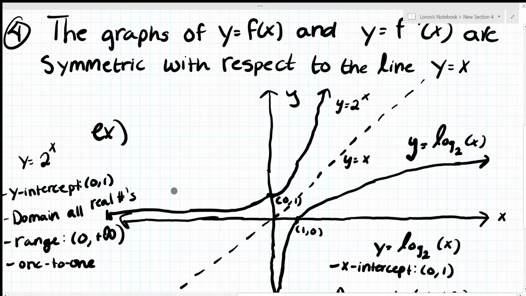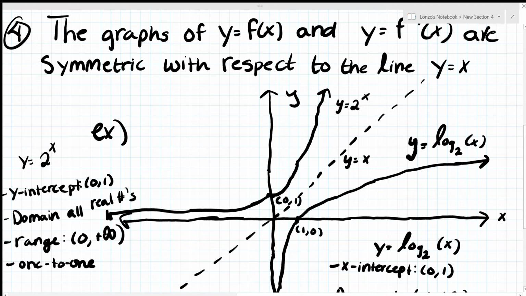If you don't really know this, because I don't think I've gone over this yet, but we will eventually. This might sound foreign to you, but that's okay. The exponential graph of y equals 2^x has a y-intercept of (0, 1). So here's y equals 2^x. It's a typical exponential graph, and it's increasing, right? It has a y-intercept of (0, 1), and the domain is all real numbers. The range is from 0 to positive infinity, and it's still technically a one-to-one function.